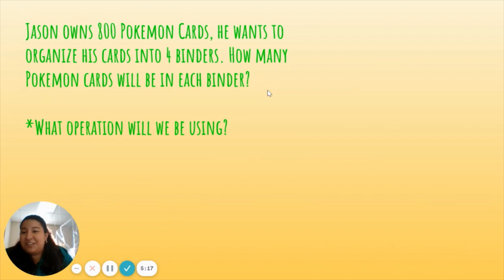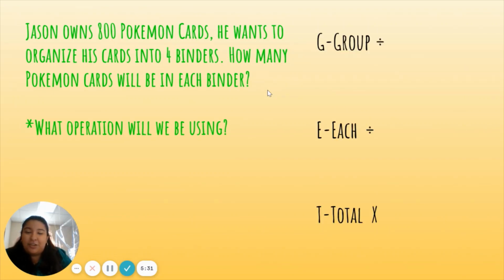Now we have another question here. Jason owns 800 Pokemon cards. He wants to organize his cards into 4 binders. How many Pokemon cards will be in each binder? Well, let's see what operation we'll be using. Again, we're going to use our GET strategy, G for groups, E for how much is in each group, and T for total. Again, the unknown is what we are going to be using as an operation.